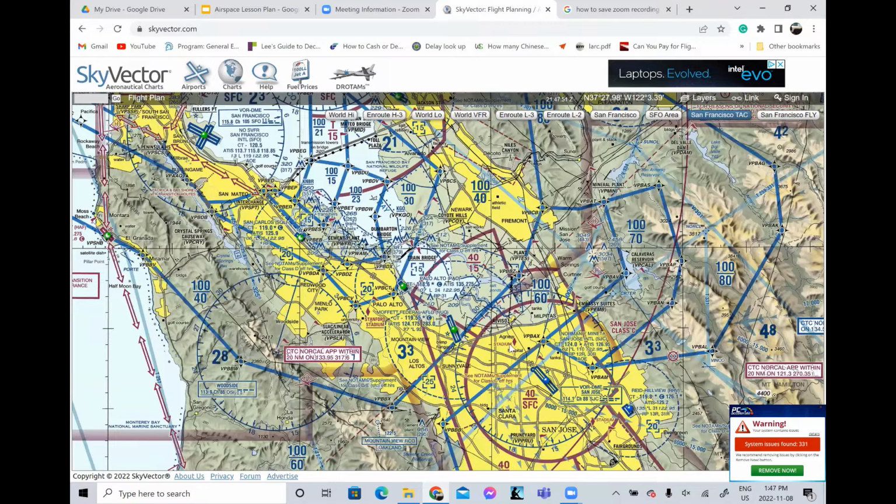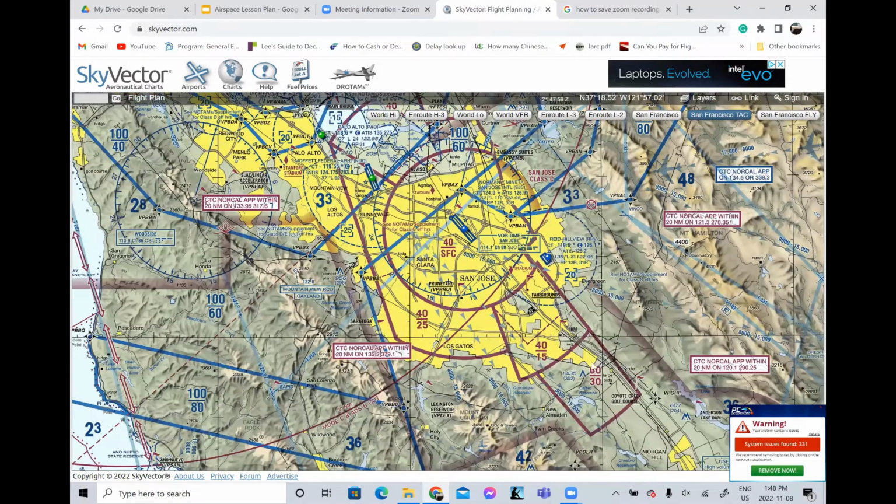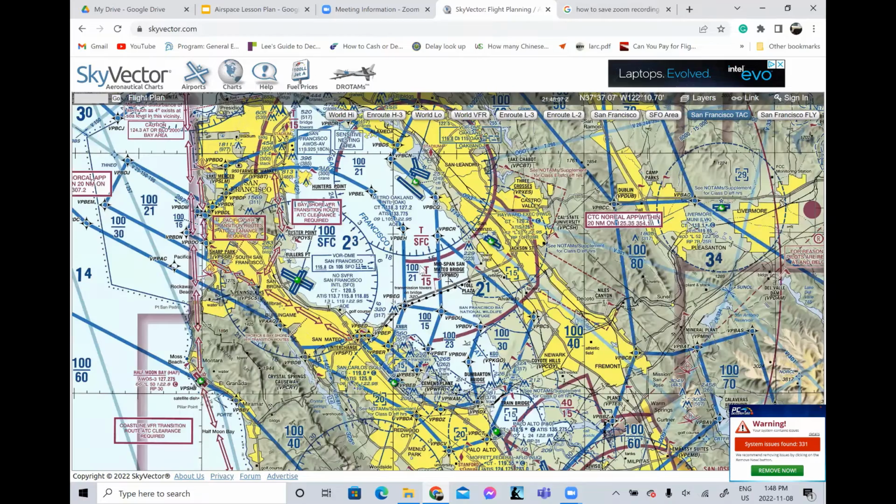We can see here from the center, it goes from surface to 4,000 feet MSL. Out here, we can see it starts at 3,000 feet MSL and goes up to 6,000. An interesting one we're going to look at is class Charlie for Oakland. Because we have this T up here, which you might be wondering what's going on here.